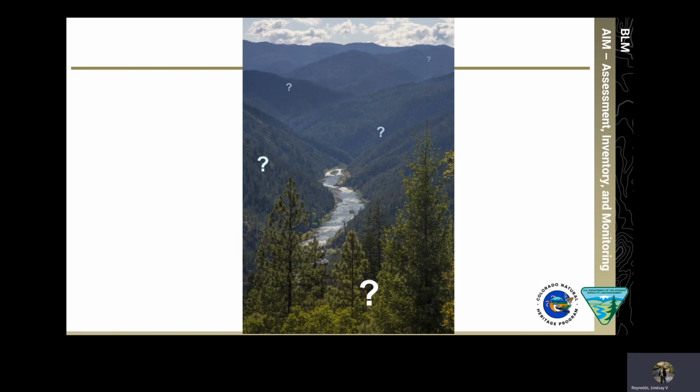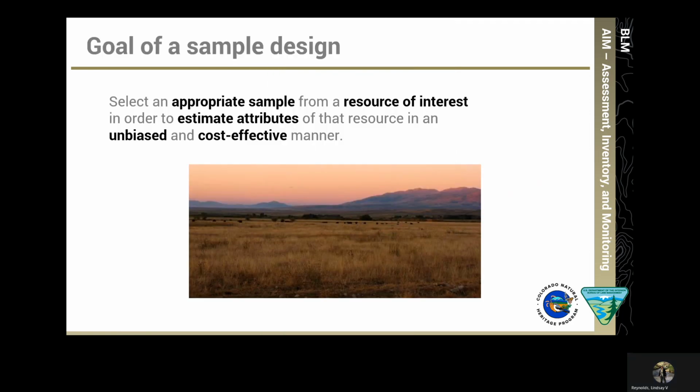So for a given landscape, how do we understand the resources on that landscape? The study design identifies the study area on that landscape, or the boundaries around which we want to sample, and then the sample population inside that given study area. The goal of a sample design is to select an appropriate sample from a resource of interest in order to estimate attributes of that resource in an unbiased and cost-effective manner.